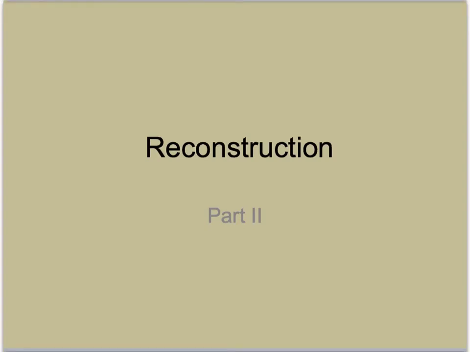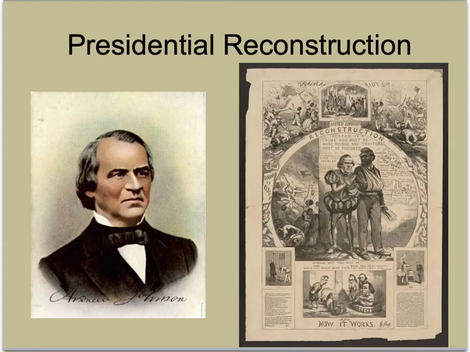Okay, welcome back to our second installment on Reconstruction. With Lincoln's assassination in April of 1865, his vice president, Andrew Johnson, takes the helm. Now, where Lincoln was a Republican, Johnson's actually a Democrat, and he's not going to get along with the Republican Party in Congress. And Johnson kind of agrees with Lincoln that the states had never legally left the Union, and therefore they didn't have to apply for statehood through Congress.